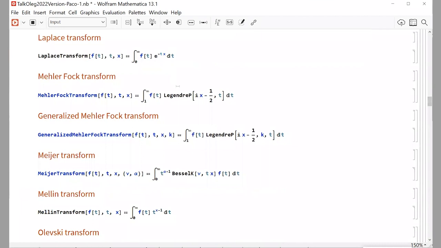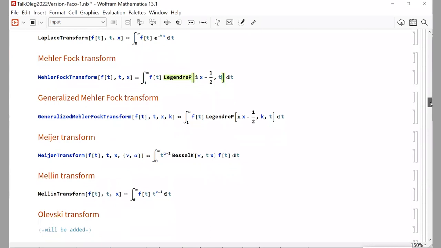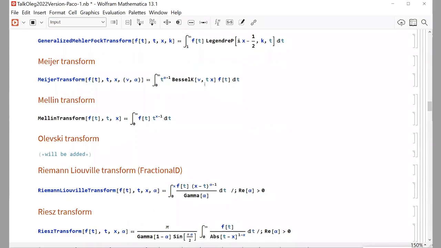Here you see Laplace transform and one unknown to people, transform by index, because the dependence here is on the variable x inside the index of the Legendre function. It's not a convolution type transform. And also a generalized transform with this kernel. Here, the so-called Mehler major transform. It's not the major function. It is Bessel K in the kernel.